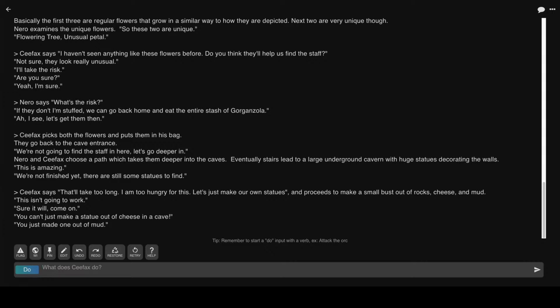Right, so seemingly in the time that it was taking Cefax to decide whether or not to make a statue out of rocks, cheese, and mud, Nero has already made one out of mud? Or Cefax? I assume Nero says this isn't going to work. Then Cefax says, sure it will, come on. Then Nero says you can't just make a statue out of cheese in a cave, and then Cefax says you just made one out of mud. So presumably Nero's now got a statue made out of mud, and Cefax is trying to make one out of rocks, cheese, and mud, but Nero complained about that. Okay. It might be best if you just tell the AI, along the lines of, look, there's two statues now, let's move on.